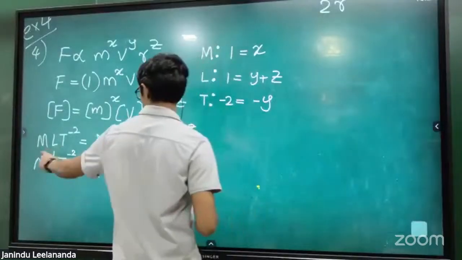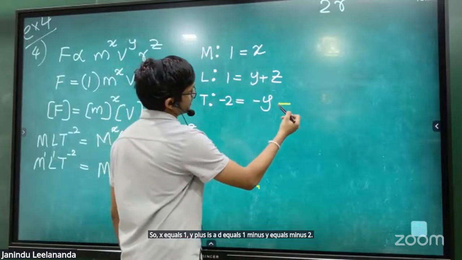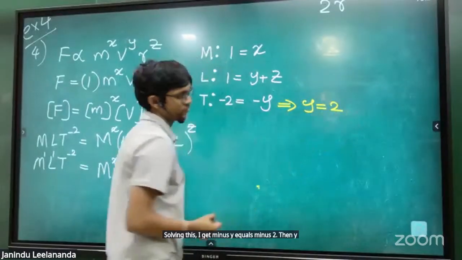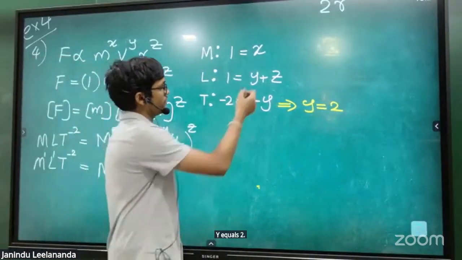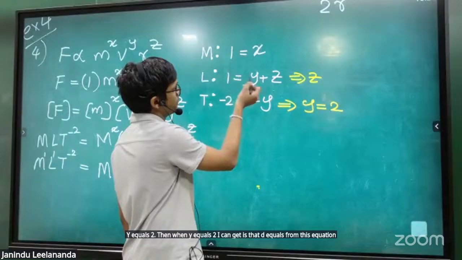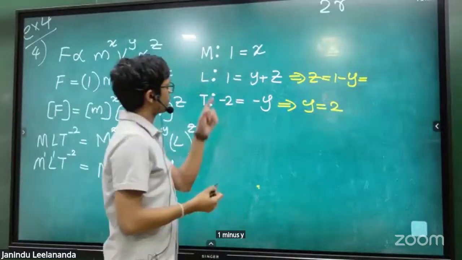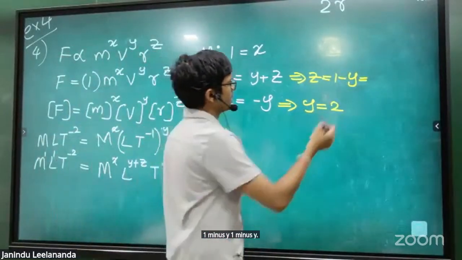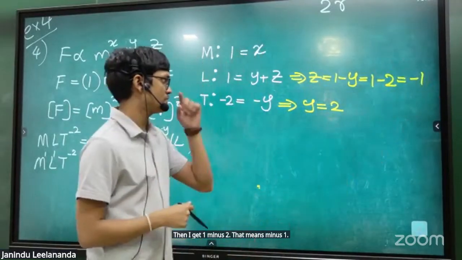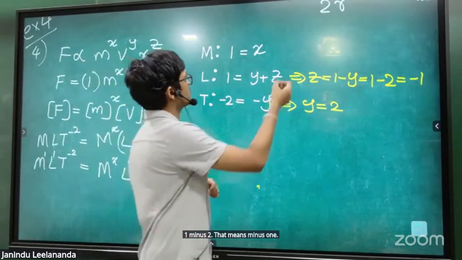So x equals 1, y plus z equals 1, minus y equals minus 2. Solving this, I get y equals 2. Then when y equals 2, from this equation z equals 1 minus y, which is 1 minus 2, that means minus 1. Then x equals 1.